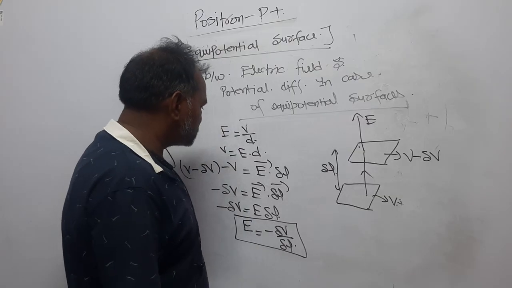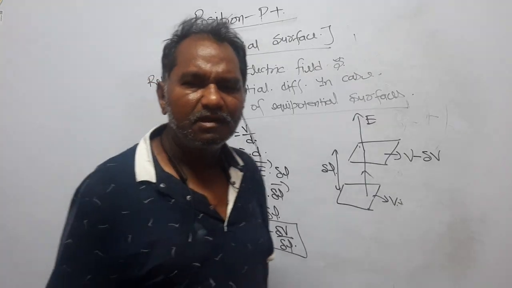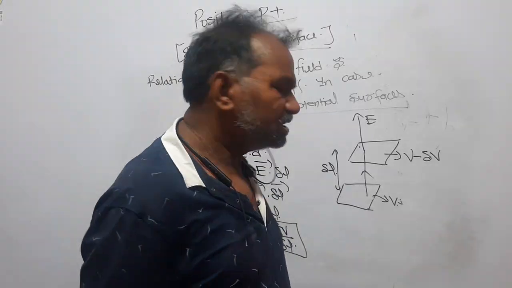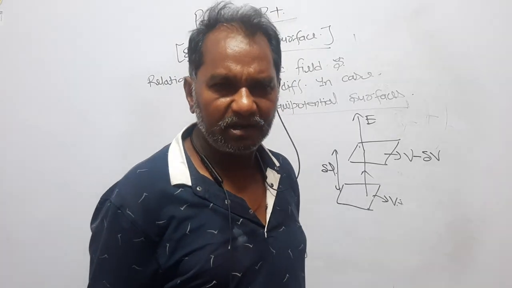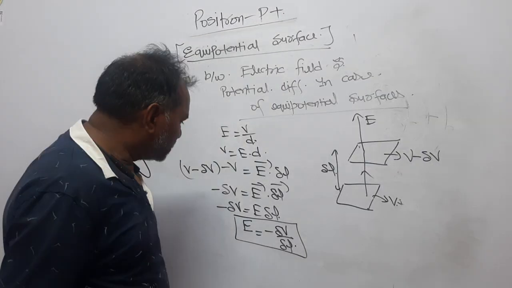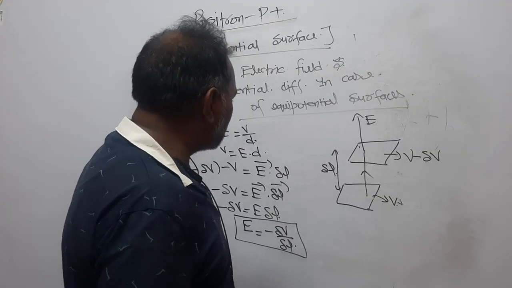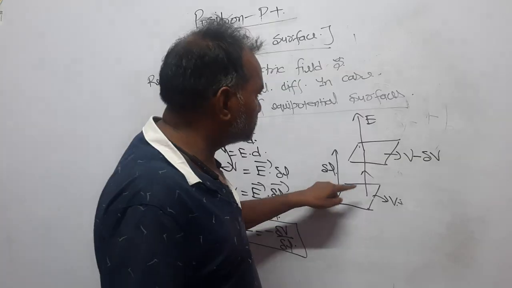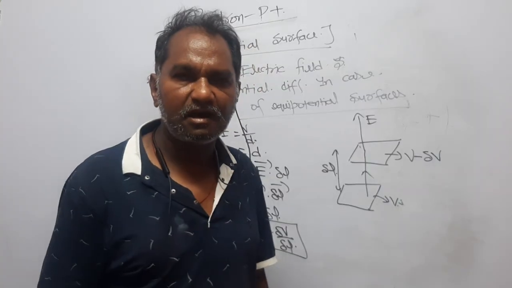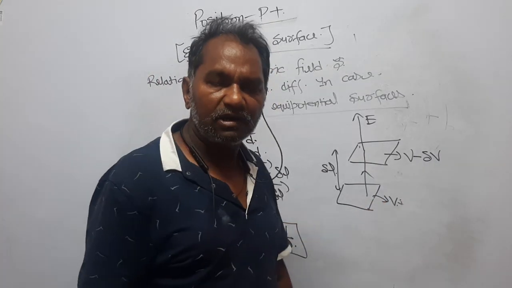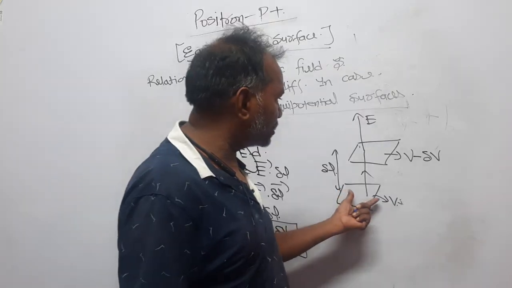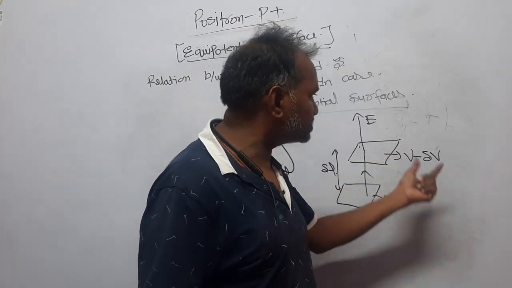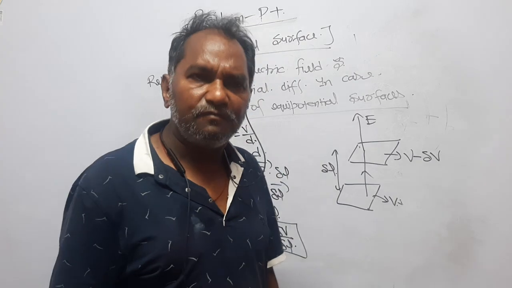Now, dear student, this is the relation between electric field and potential difference. E is equal to minus del V upon del L. You find this relation by considering two equipotential surfaces, where each point on one surface has the potential V, and each point on the other equipotential surface has the potential V minus del V.